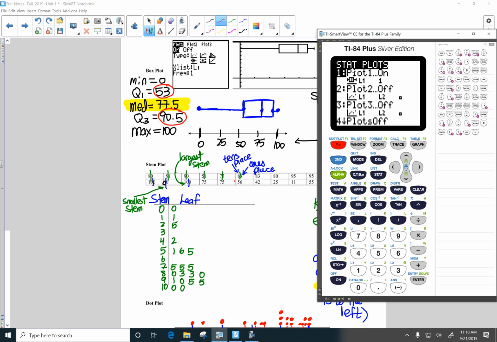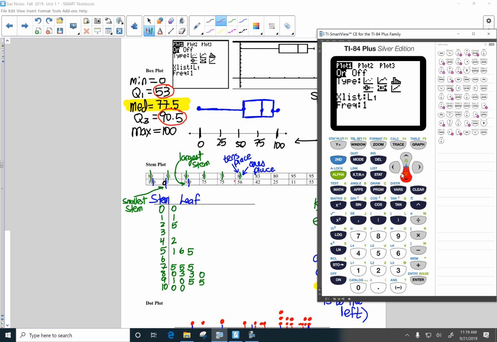All right? So it's in the stat plot. So second y equals, just like before. Hit enter on plot 1. It's still on from before, so we're good there. If not, you turn it on. Hit the down arrow to get into plot types. All right, we learned how to plot a regular box plot. So we know that that's that middle one in the bottom row.